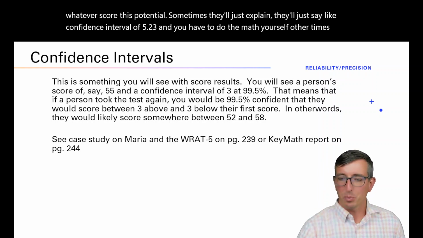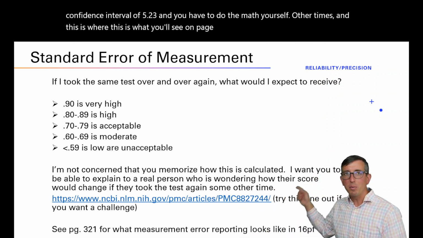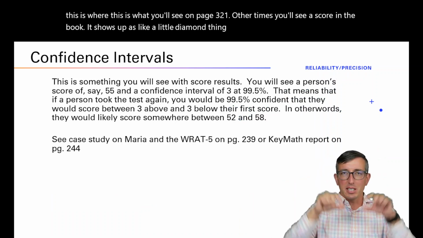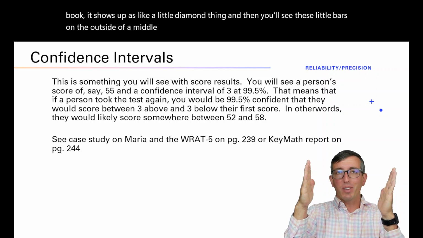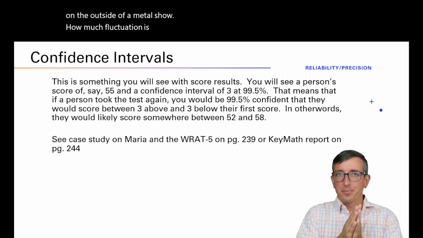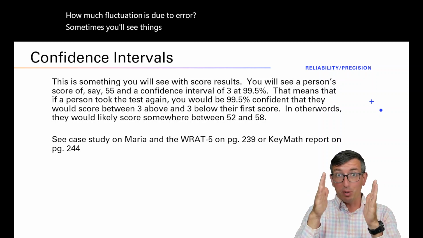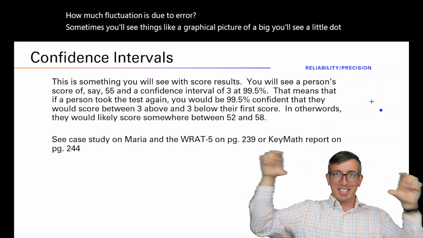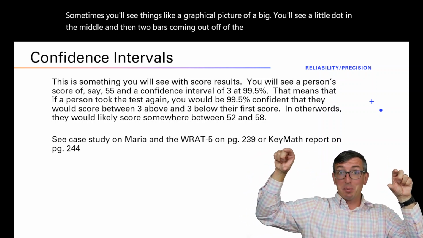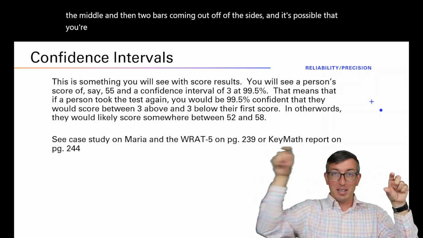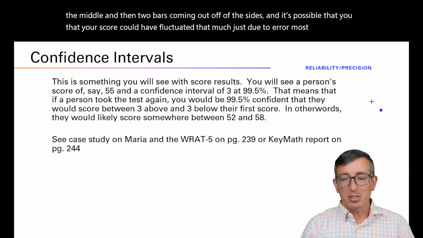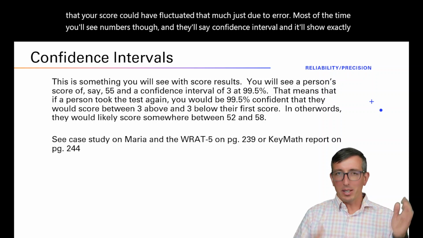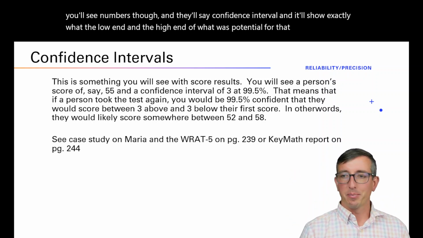Other times, and this is what you'll see on page 321, you'll see a score and in the book it shows up as like a little diamond. And then you'll see these little bars on the outside of them. It'll show how much fluctuation is due to error. Sometimes you'll see a graphical picture, a little dot in the middle and then two bars coming off of the sides. And it's possible that your score could have fluctuated that much just due to error. Most of the time you'll see numbers though, and they'll say confidence interval, and it'll show exactly what the low end and the high end of what was potential for that person.